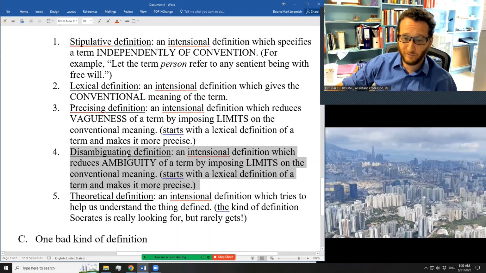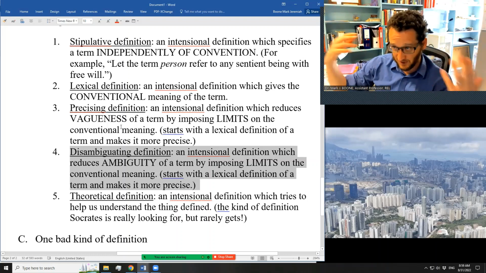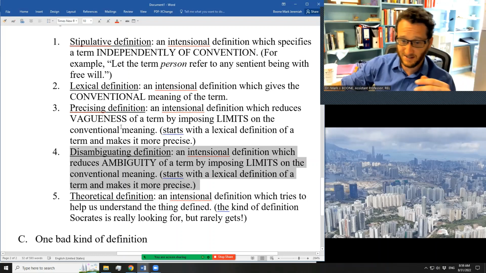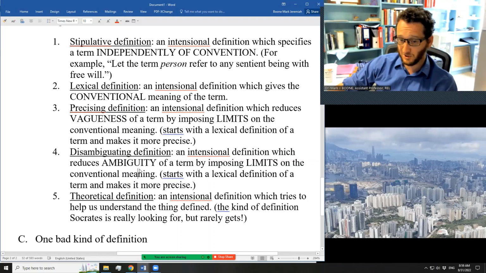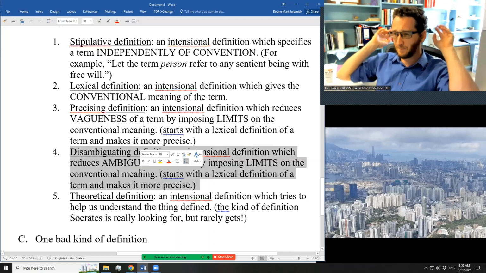So you have to, for the purposes of a clear discussion, as I had to explain to my students, we're using the words in different ways, guys. You have to disambiguate a term, an intentional definition which reduces ambiguity by imposing limits on the conventional meaning. For our purposes, we're using the word libertarian in this sense.